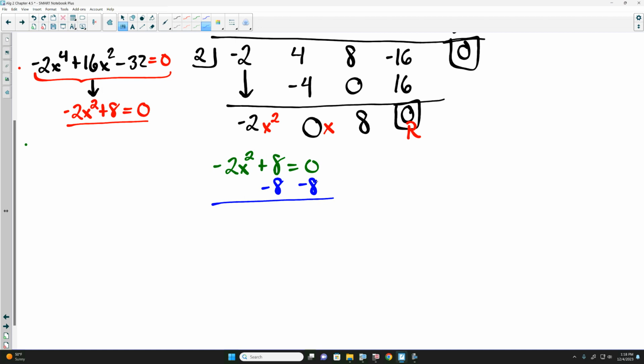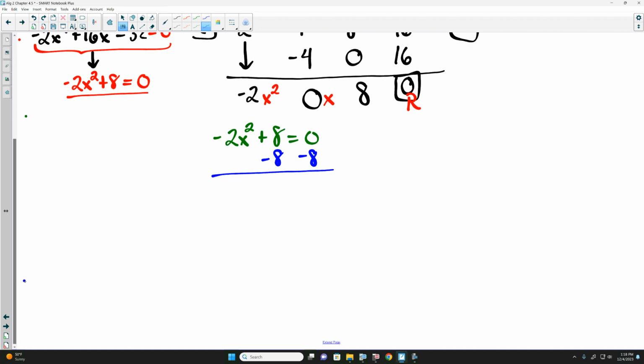And we can do that by subtracting 8 from both sides, which will tell us that negative 2x squared is equal to negative 8. Now we still have the negative 2, so we can divide both sides by negative 2. Negative 2x squared divided by negative 2 is just x squared. Negative 8 divided by negative 2 is positive 4.